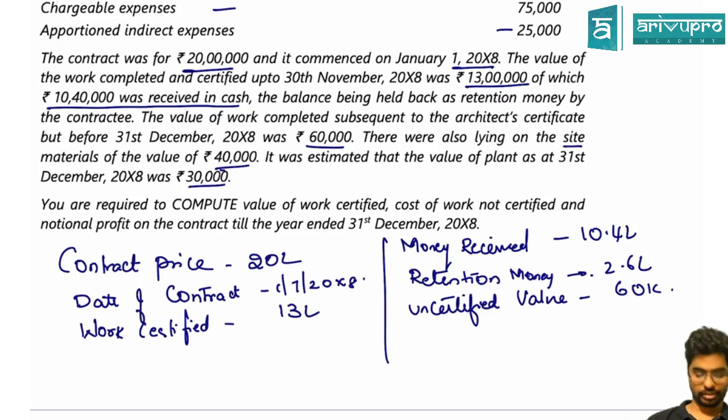Then let me come to this portion. Specifically, I want you guys to look into it. What does this 40,000 mean? It basically means raw materials which have not been used right now. It will be used in the next year. That means this is my closing stock of raw material. Are you clear?